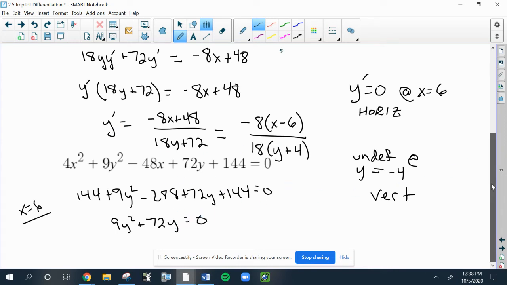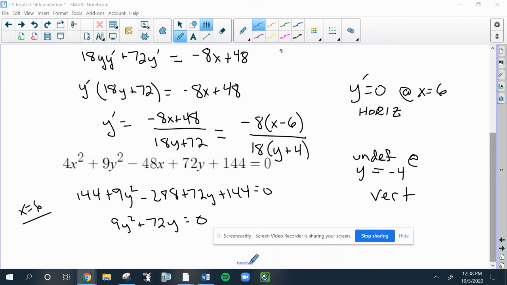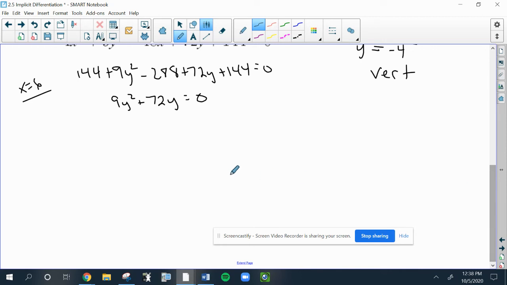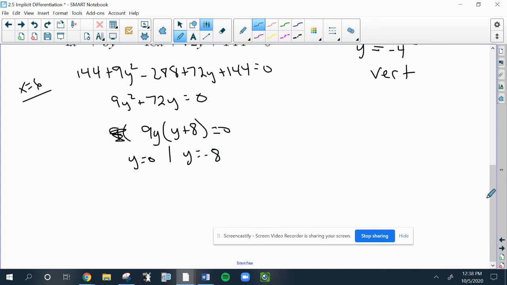We have to solve this. It's a pretty simple factoring problem if you remember to just factor out the common factor. So we have 9y and y plus 8. So we actually get two solutions here, y equals 0 and y equals -8. Meaning, we have horizontal tangent lines at (6, 0) and (6, -8).